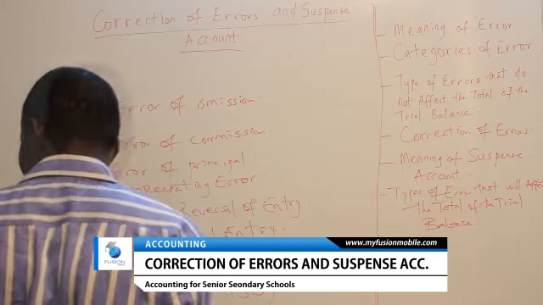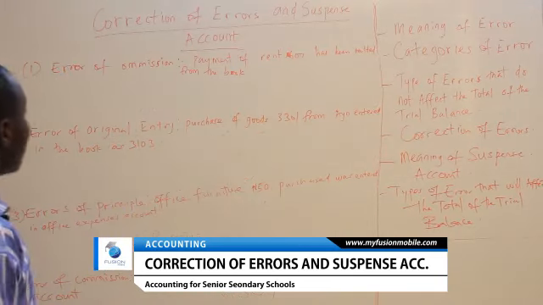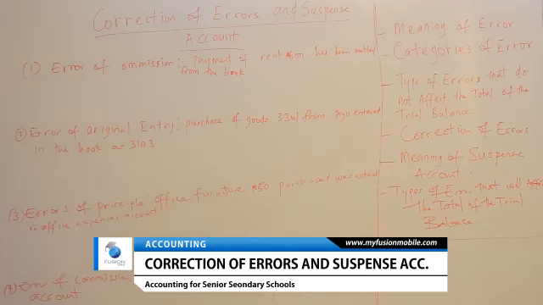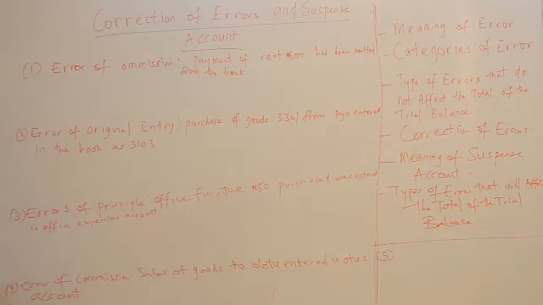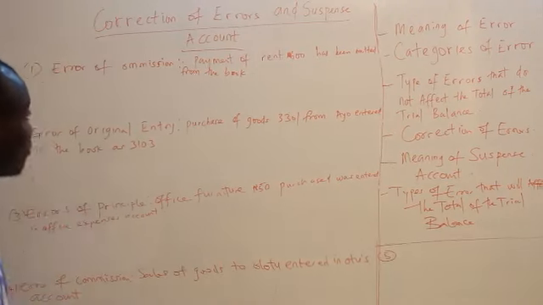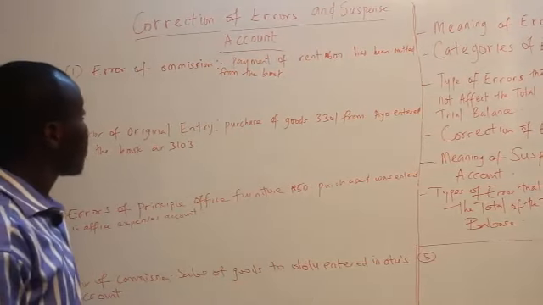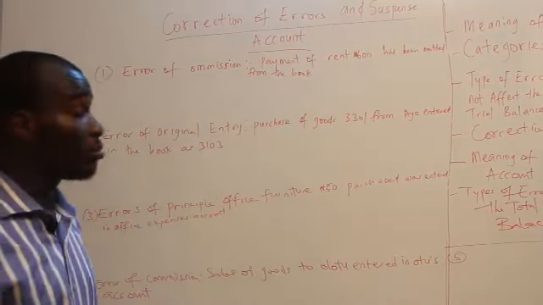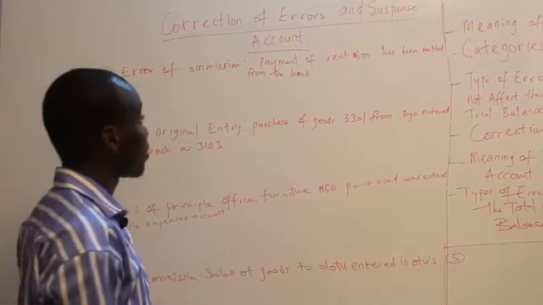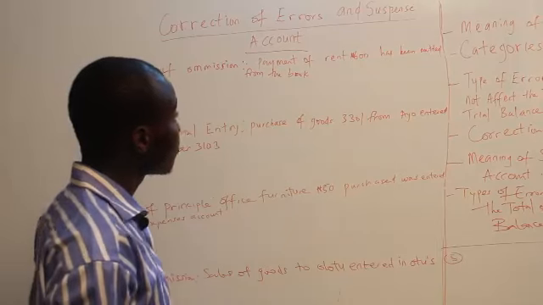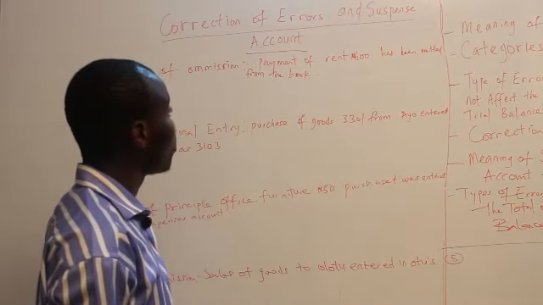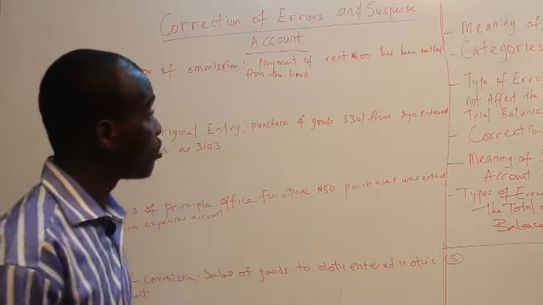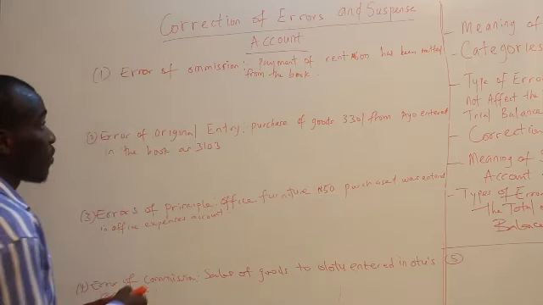Correction of errors. So we have an illustration on the different types of errors that do not affect the agreement of trial balance or total of trial balance. So we have errors of omission, when an item of transaction is completely omitted from the book. So we have an illustration on that. Payment of rent 600 naira has been omitted from the book. So we have to correct that.